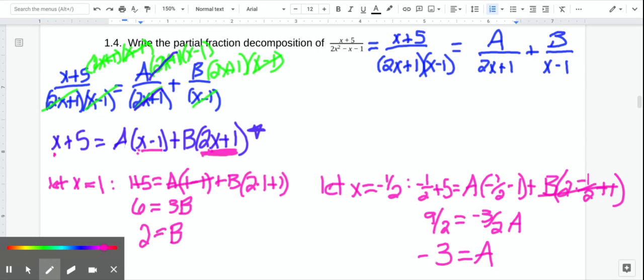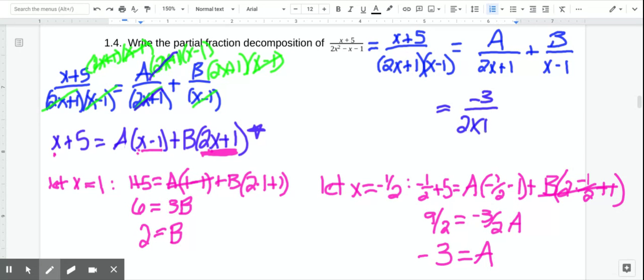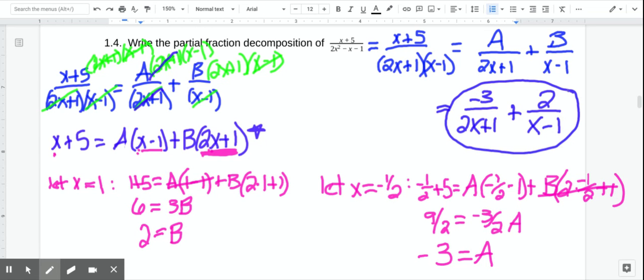So that's my answer. I've got my A and B, so just come back up here. We know that A is -3, so -3 over 2x plus 1. And we know that B is 2 over x minus 1. So that is our partial fraction decomposition.